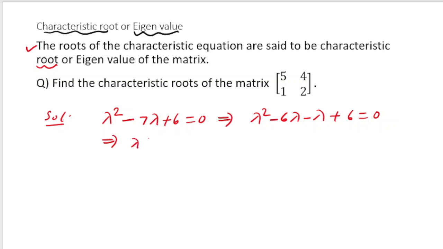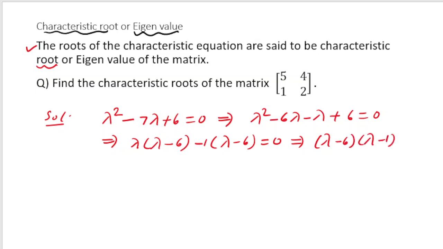From the first two terms I can take lambda common. I will get lambda minus 6 minus 1 times lambda minus 6 is equal to 0. So I will get what, ladies and gentlemen? I will get lambda minus 6 into lambda minus 1 is equal to 0. So I got lambda is equal to 6 and 1, right? So we have got the eigenvalues, that is 6 and 1. So these are the eigenvalues of this matrix.